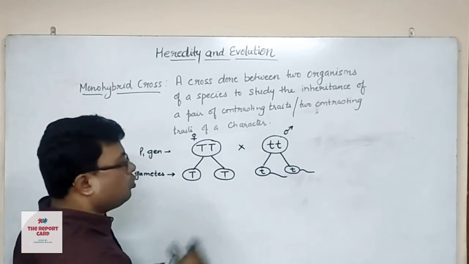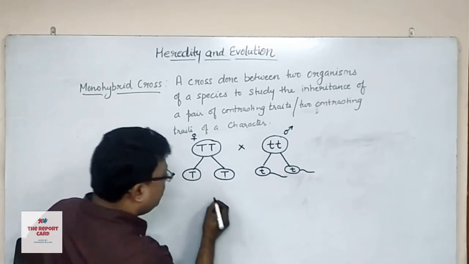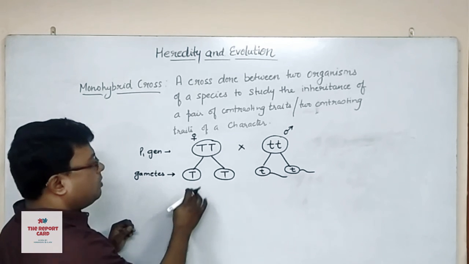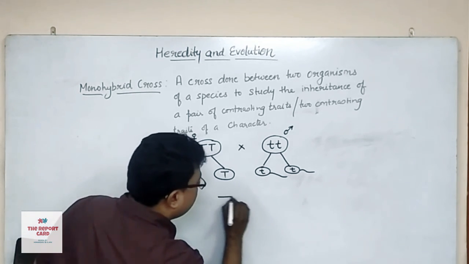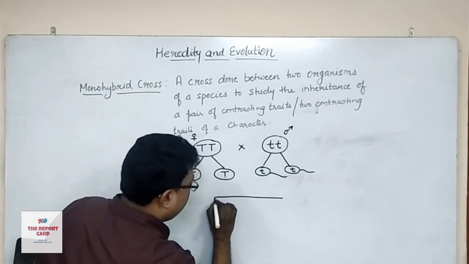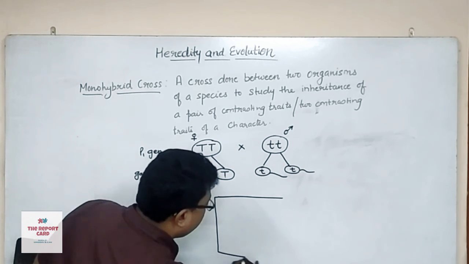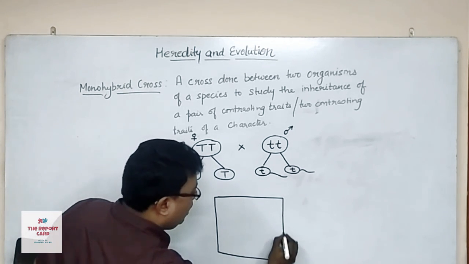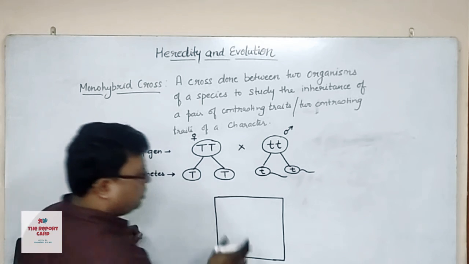Okay, so now how do we show this crossing? Though there are several ways by which you can show the crossing, I always prefer the Punnett square, the checkerboard method. I think that it's very clear to you.